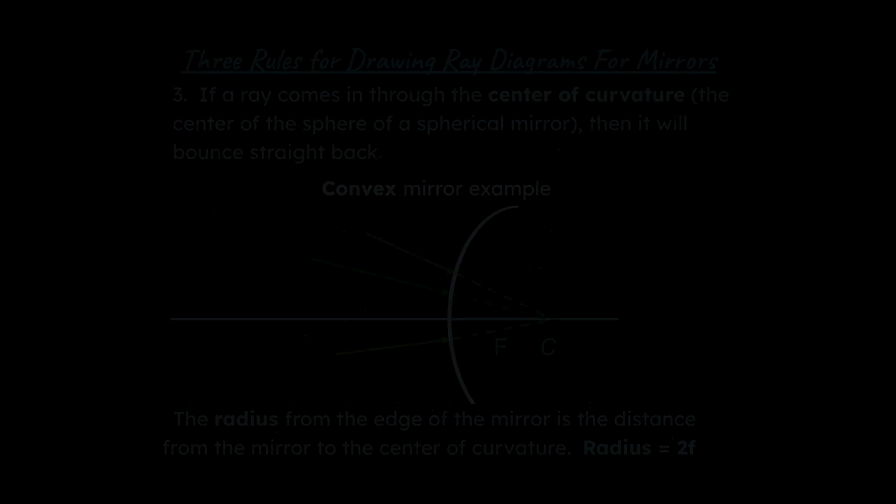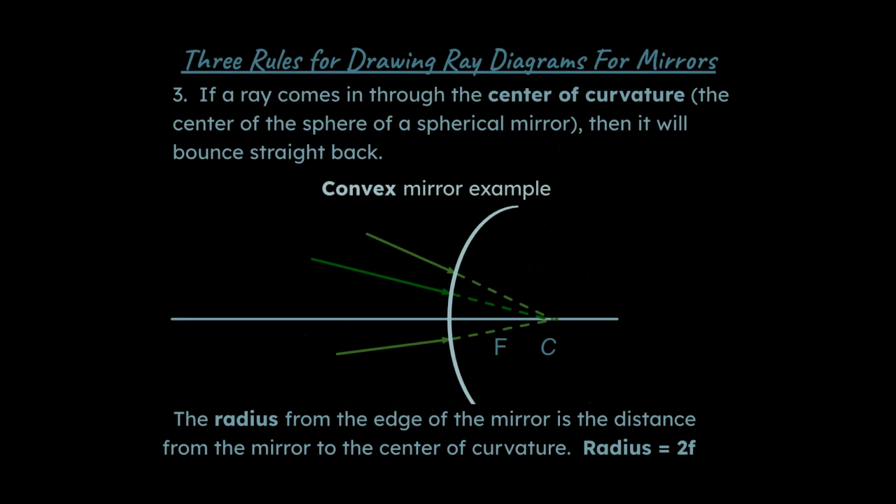And let me show you what that looks like for the convex mirror example. So if these rays come in as if they were going to go through the center of curvature, the very center of the spherical mirror, then they would bounce straight back. So those are our 3 rules. What I want to do is just finish up this quick screencast, and I'm going to make a part 2 for this where I show you how to apply this in the 6 logical options that you can face as problems for your physics class.